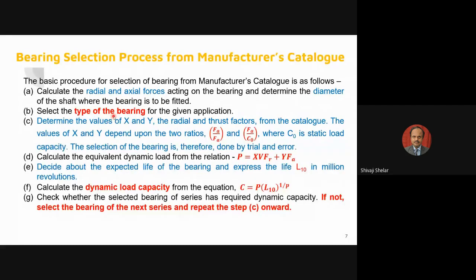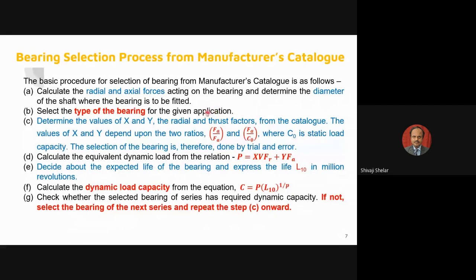If there is a light load, we normally go for a needle bearing, or a roller type needle bearing, or a single row ball bearing. In that also, if the load is increasing, then we go for a deep groove ball bearing. So, selecting the type of bearing for a given application.